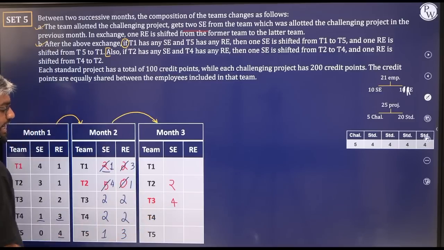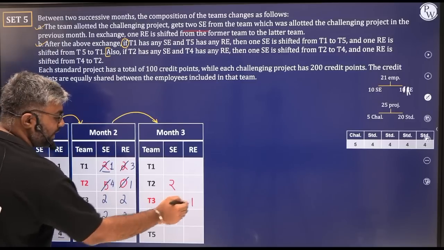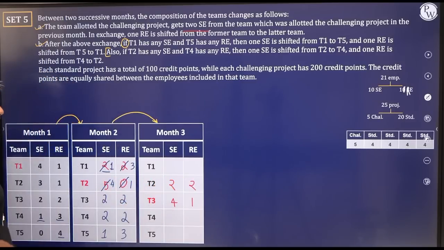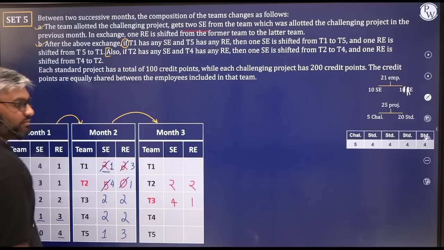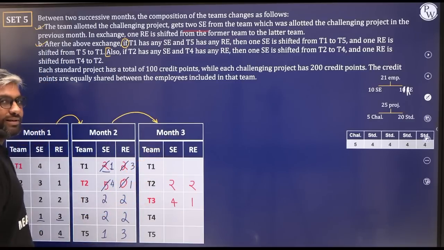Yeah, and what about the REs? REs will shift from here to here. So this was 2, this will become 1. This was 1, 1 will be added, will become 2. Again, look at the sum. 2 plus 2, 4, 4 plus 1, 5. Perfect, makes sense, because month 3 mein T3 will be doing the challenging project.